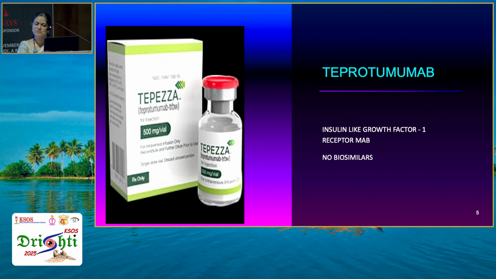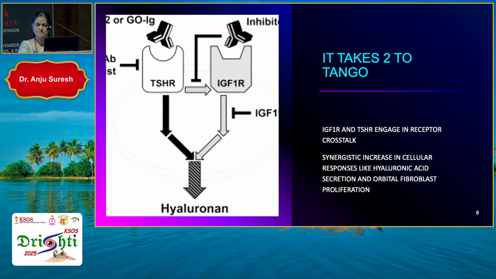So what is teprotumumab? As mentioned earlier, it's a monoclonal antibody, and the 'mu' means that it is fully human. Teprotumumab is a monoclonal antibody directed against the insulin-like growth factor 1 receptor. It competitively inhibits the receptor so that IGF cannot bind to it. There are no biosimilars available, and on the market it is available as Tepezza.